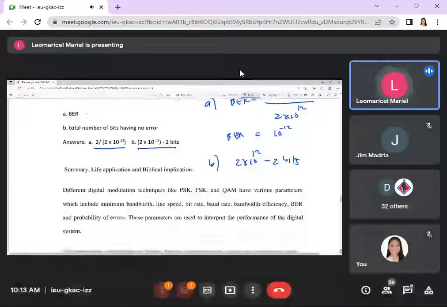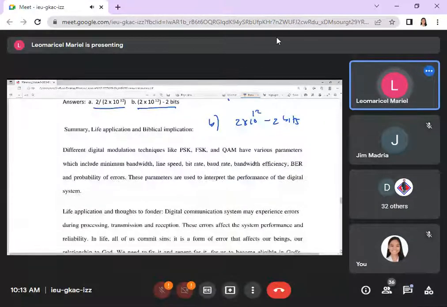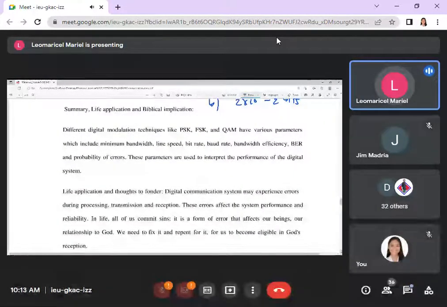For the summary, live application, and biblical implications. So, digital modulation techniques like FSK, PSK, and QAM has various parameters, which includes minimum bandwidth.